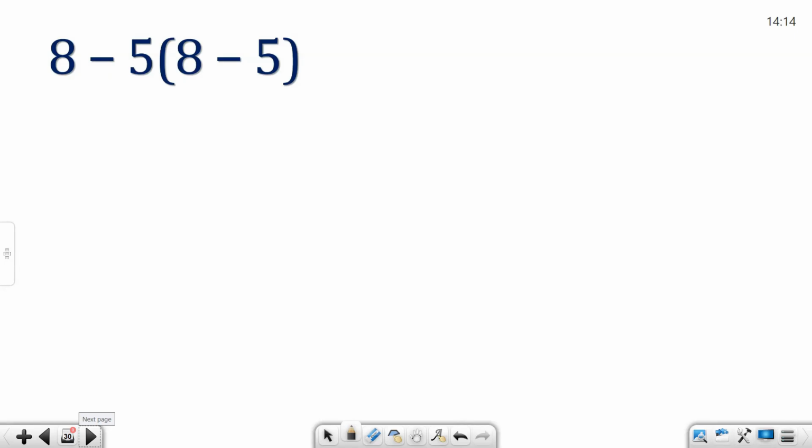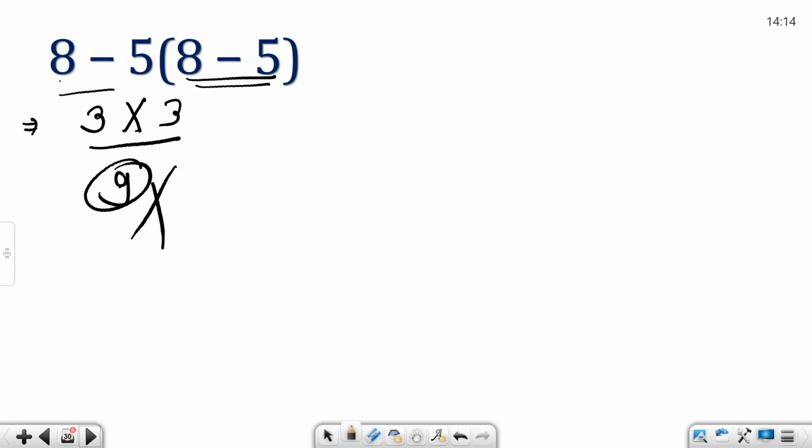Hello, everyone. Today's question is 8 minus 5, in brackets, 8 minus 5. So let's solve this further. 8 minus 5, remove the brackets, and multiply. 8 minus 5 is 3. 3 times 3, that's 9, but this is the wrong answer.